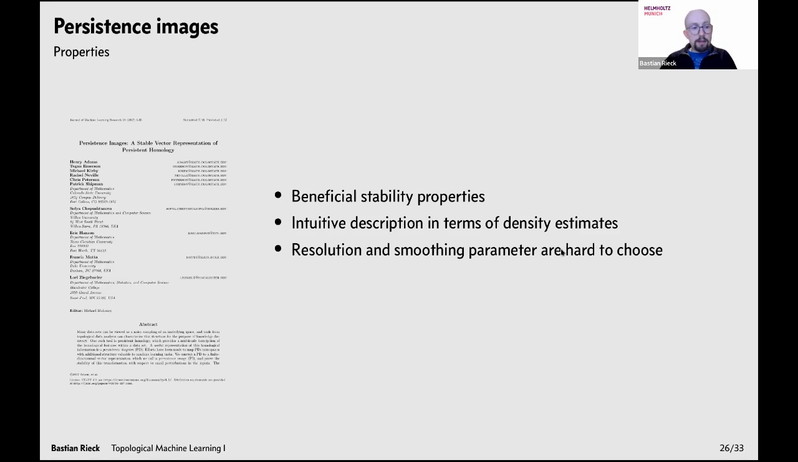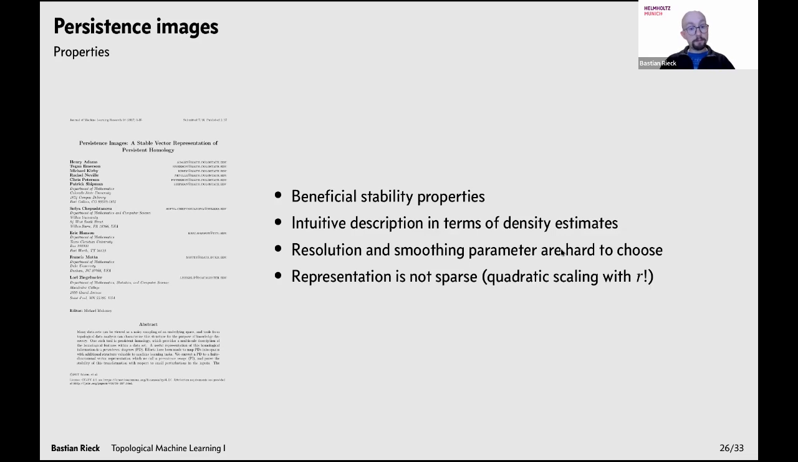Well, the only drawback is that in practice, this resolution and the smoothing parameter are hard to choose, because the resolution of the image gives you directly a way to control the number of features that you have in your data set, which is very hard to know a priori. And the smoothing parameter is often also very hard to pick. When I say hard to choose, I don't mean that it's impossible, but that there are no canonical choices based on the data that you put in there.